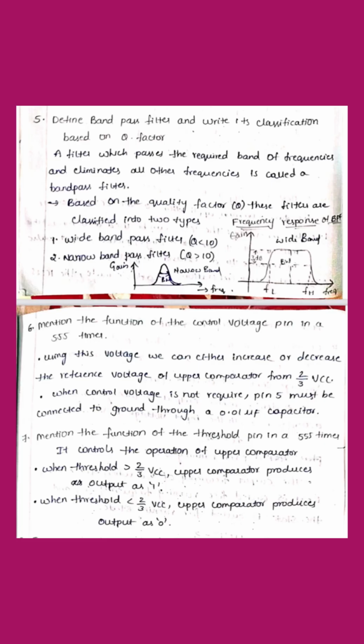Question number 7. Mention the function of the threshold pin in a 555 timer. Which pin is the threshold pin? Threshold pin is pin number 6, and it controls the operation of the upper comparator. When threshold voltage is greater than 2/3 VCC, upper comparator produces output as 1, and when it is less than 2/3 VCC, upper comparator produces output as 0.